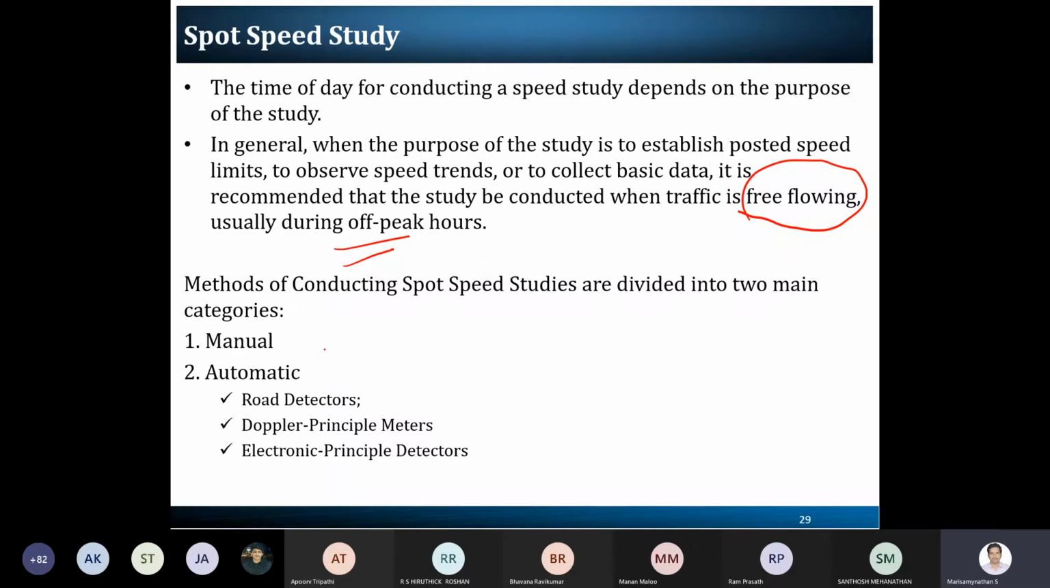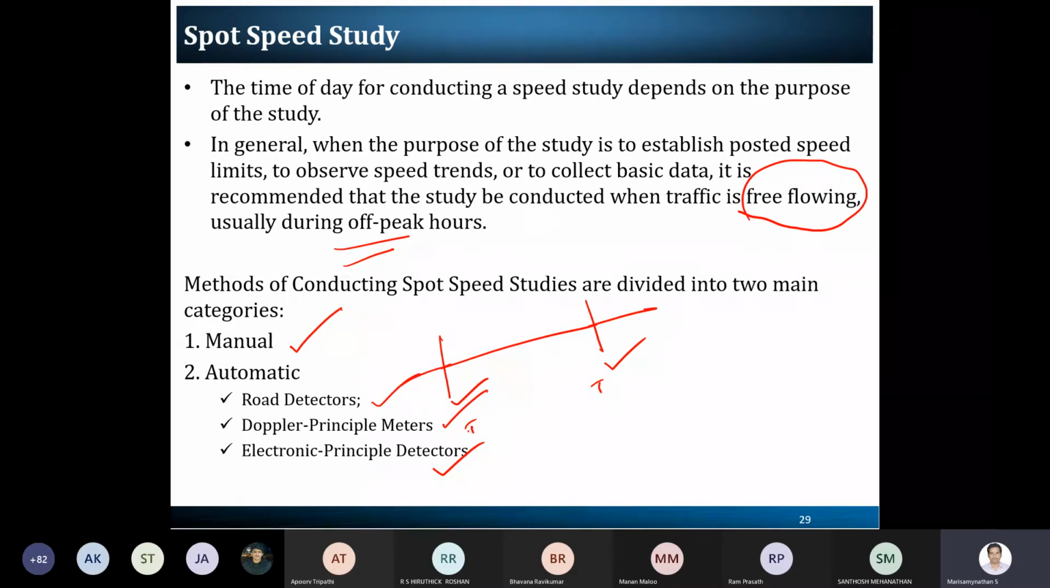And different kinds of methods are there. In the manual method, you go to the field, mark two lines on the corridor, and note at what time the vehicle enters and what time it leaves, noting the license plate of the vehicle at both points. According to the time, we then extract it manually in the lab. So this is the manual way. Other than that, road detectors, Doppler principle meters, electronic detectors, and even videographic surveys are very widely used to measure the speed of the vehicle.